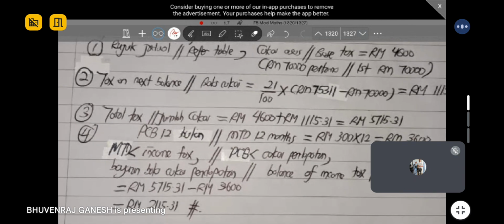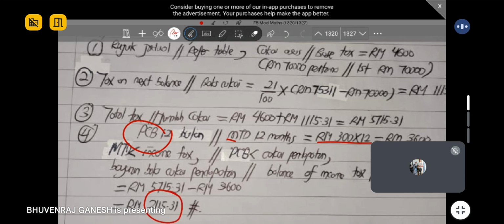Fourth step, you must count your PCB, which is what they write, 300 times 12. Because PCB is 1 month, always remember, satu bulan. So you need to convert to 1 year. Tukar kepada tahunan. Then you find the baki, the balance. How to find the balance? You take your income tax, cukai pendapatan, tolak dengan PCB, minus your PCB. So this is the balance that you need to pay, this value.